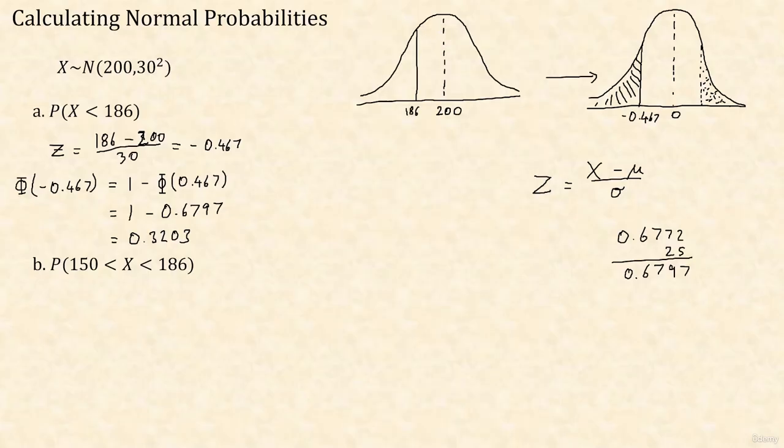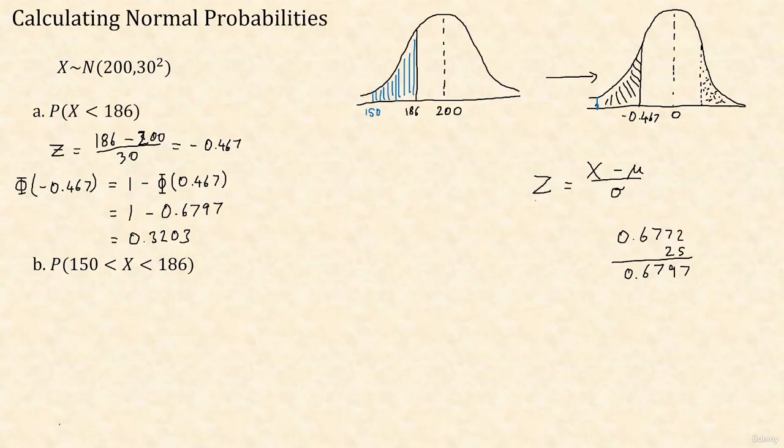Okay, what about this one here? The probability that x is between 150 and 186. I'm going to flip over to a different colour just to distinguish the two questions. Well, the 150 is here. So we're looking for this region here. Now, if we were to standardise, it would be between something here and the minus 0.467 that we found before.